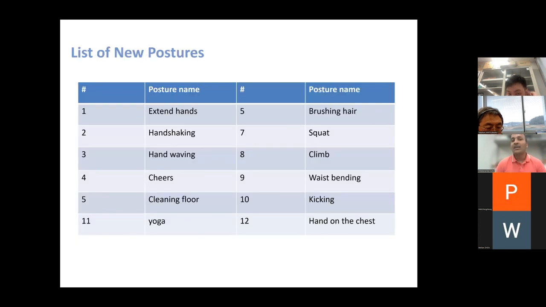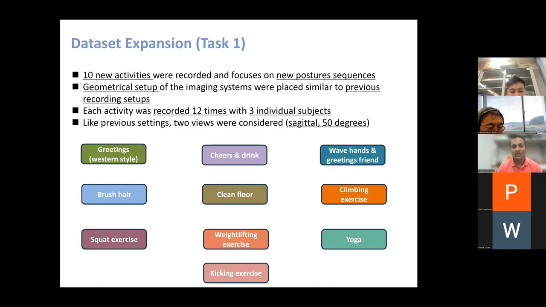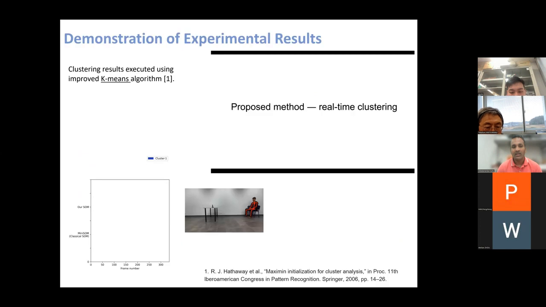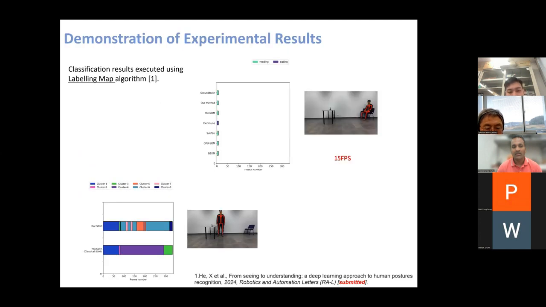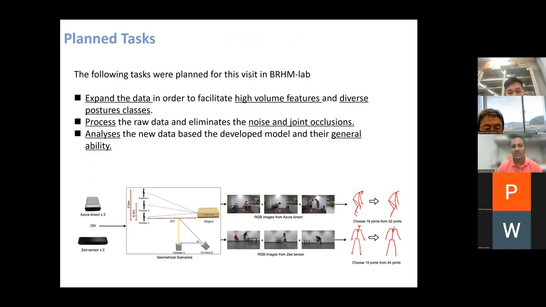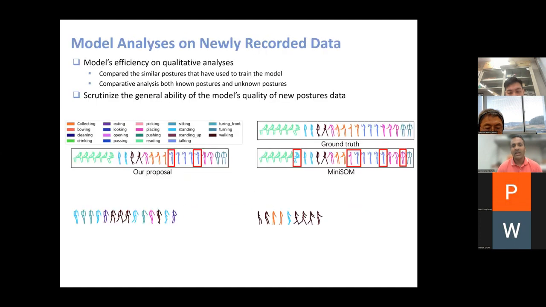Now, these are the list of new postures, right? For those activities, previously we had a different kind of postures, which I would like to show you. Just a second. Oh, no, sorry. It should be here. Here, we have the previous postures. These are the 19 different postures, like collecting, eating, picking, like this.